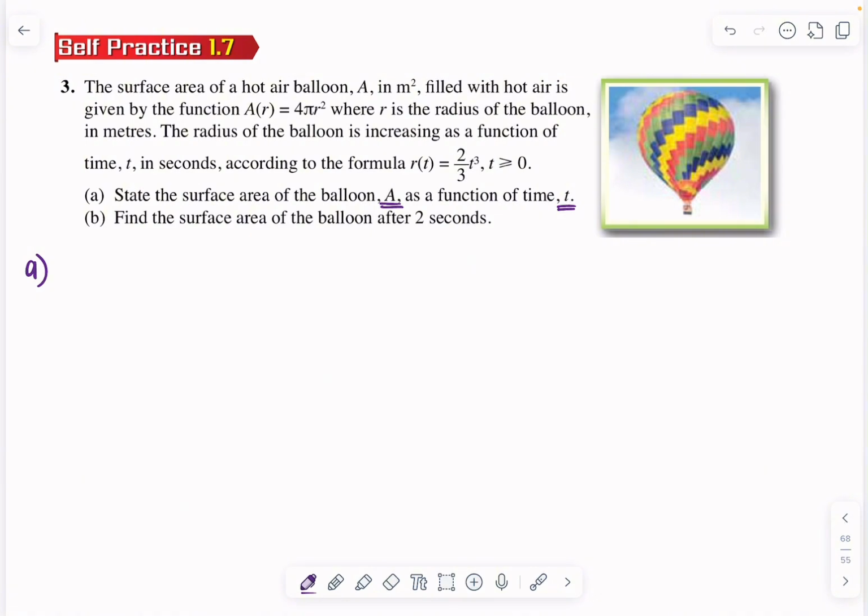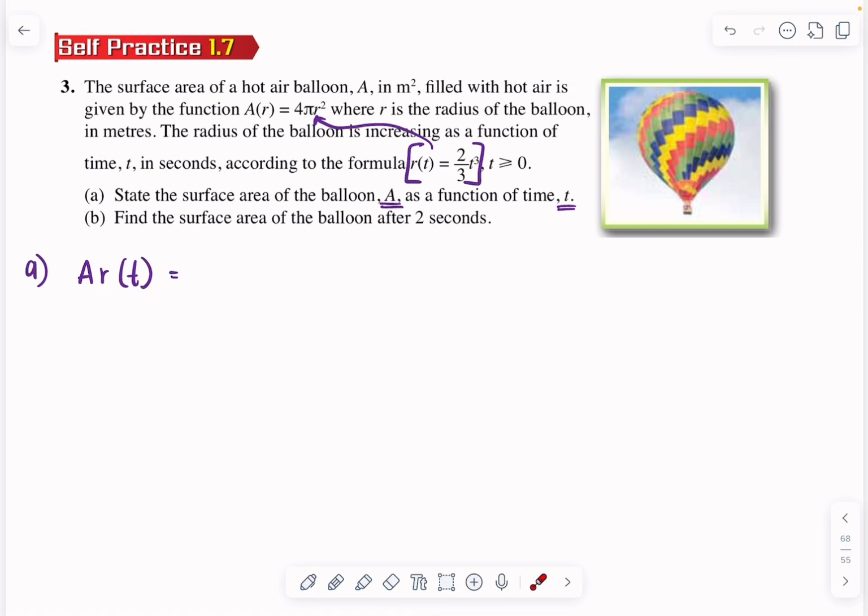This surface area formula we have is a function of radius. So if we know the radius, we sub in the radius, we can find the area. But now they want A in terms of t. So we need to switch this r with t. The best part is we know r in terms of t. So what you have to do is just put the r(t) into this r. So you are finding the function A(r(t)).